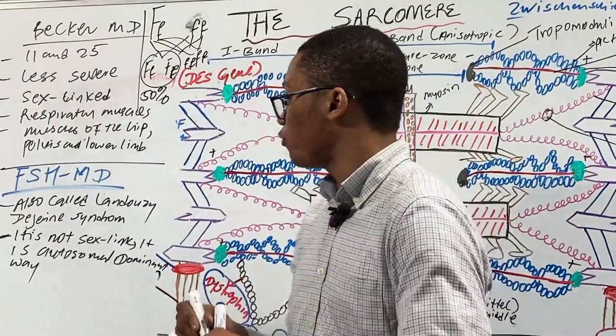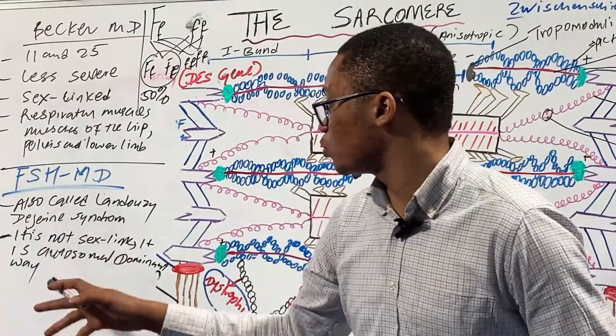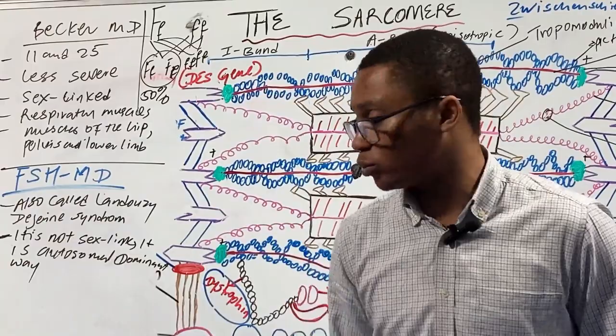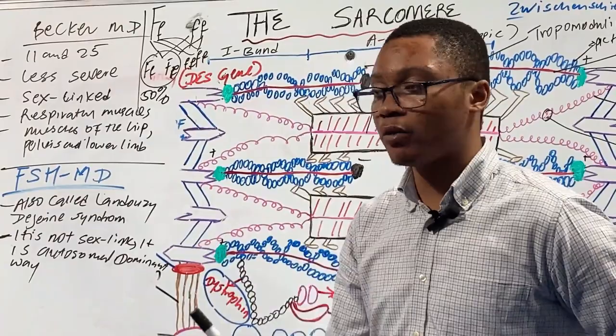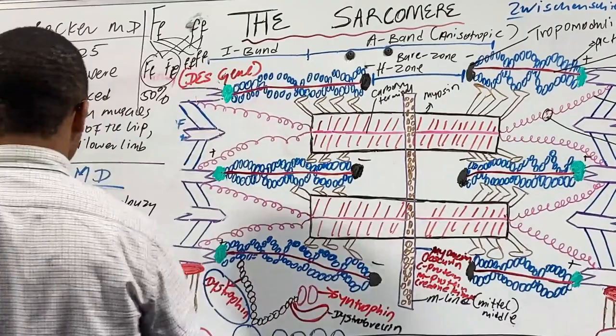So this is an autosomal dominant pattern of inheritance. Fascioscapulohumeral muscular dystrophy is not sex linked. It is inherited in an autosomal dominant pattern, which means one of the parents must have this disease, not just be a carrier. The parent must have the disease in order for the child to come down with it. So that is what's called fascioscapulohumeral muscular dystrophy.